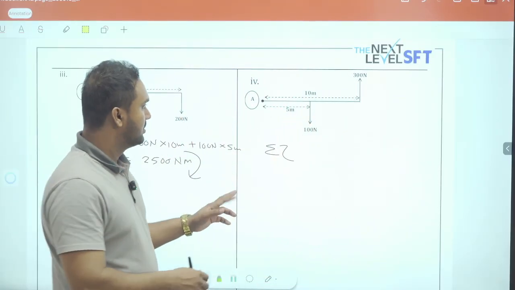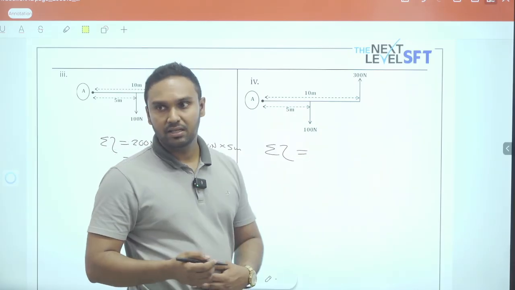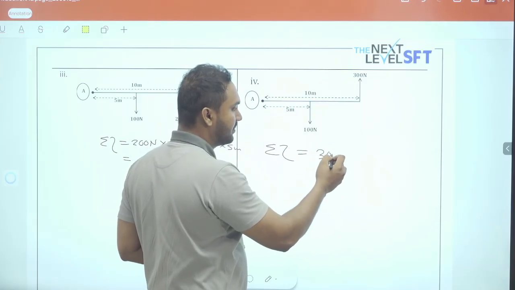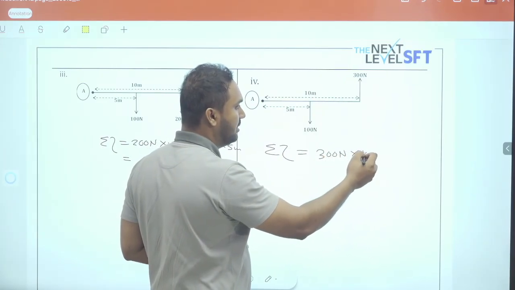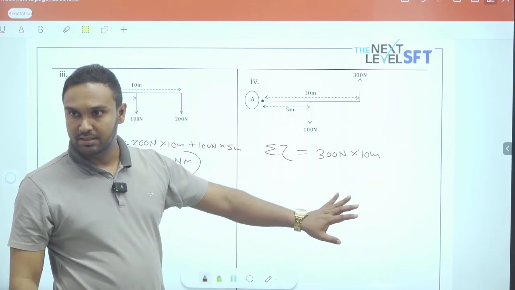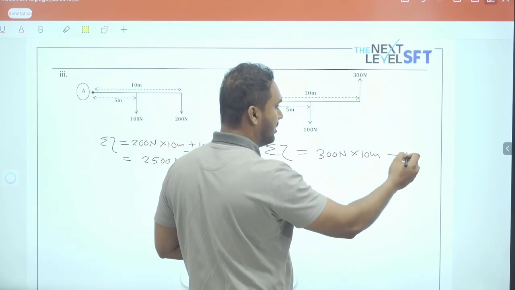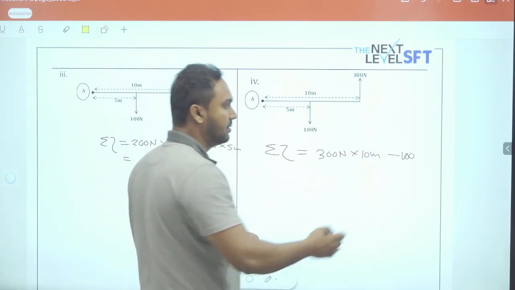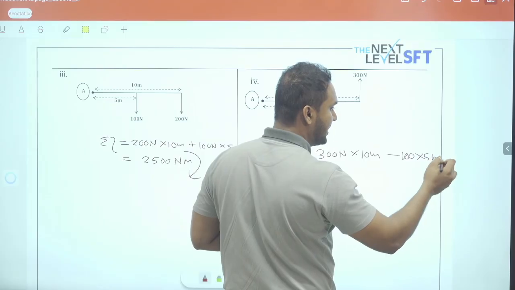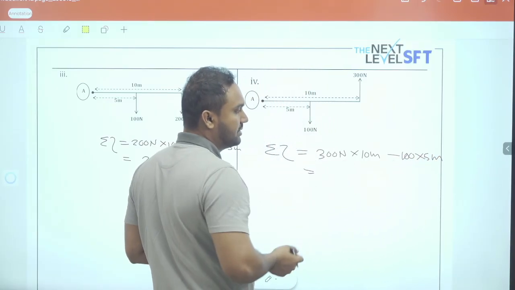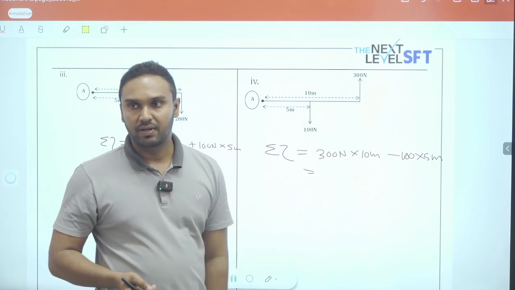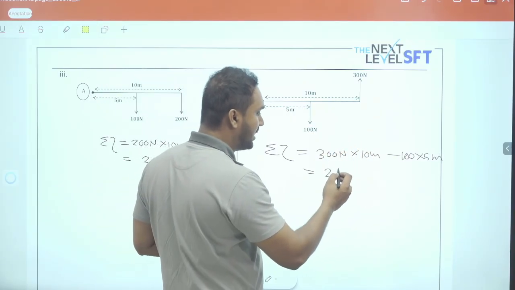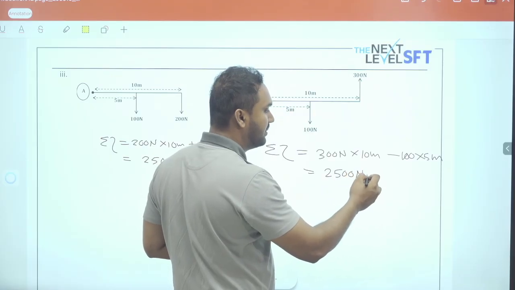Now check this one. So sigma tau equals, what do we write first? The anti-clockwise values or the plus values, right? What are the first values here? 300 newtons into 10 meters, right? This is a plus value, and you deduct the minus value or the clockwise direction value. 100 newtons into 5 meters, right? So this is 3000, this is 500, and deduct it, you get 2500 of a plus value, right? 2500 Newton meters of a plus value.